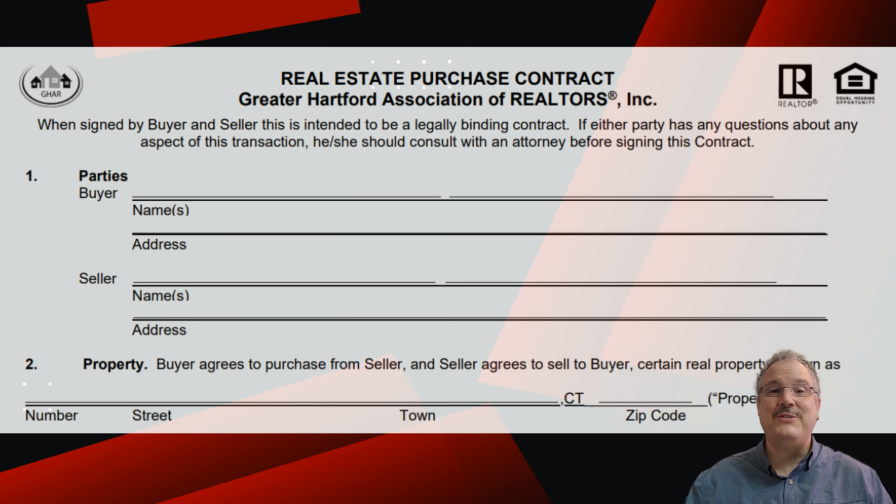Section 1 here is real simple. It's just identifying the buyers and sellers related to this purchase contract. And section 2 is also just as simple. It's identifying the subject property, the property that you are potentially looking to purchase.